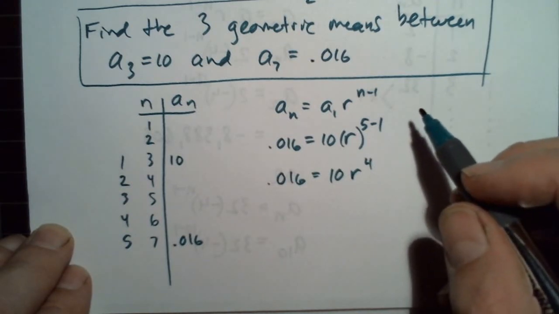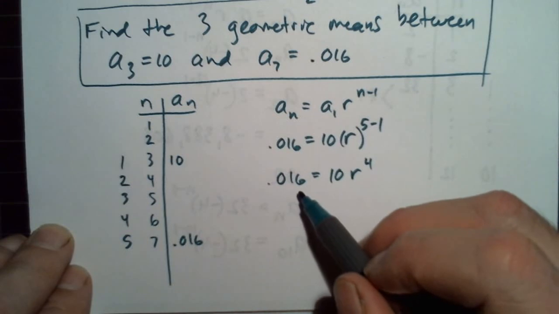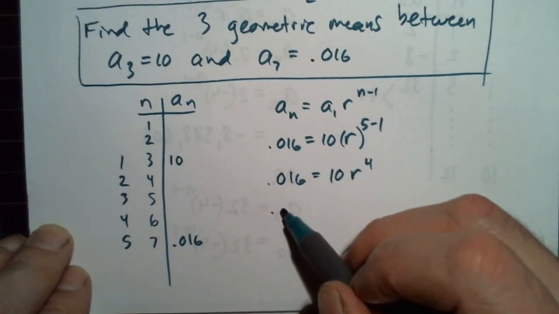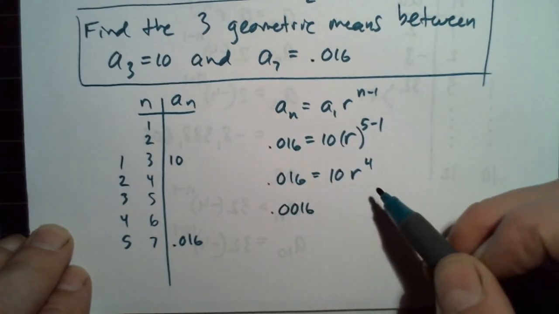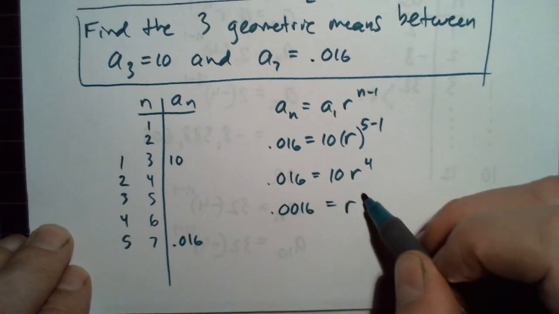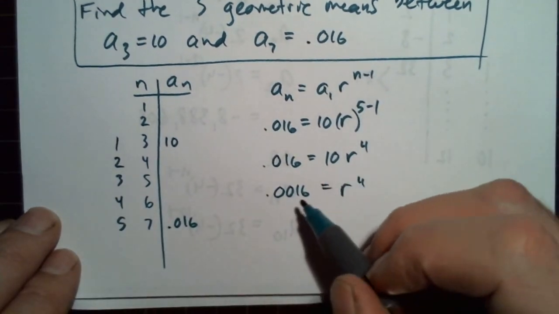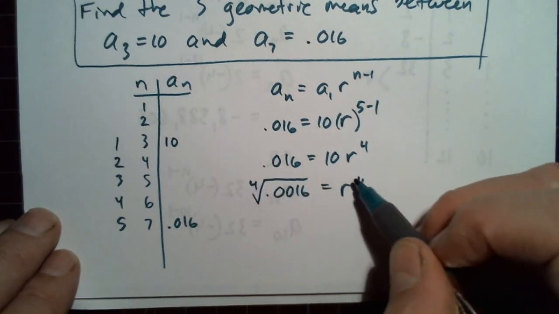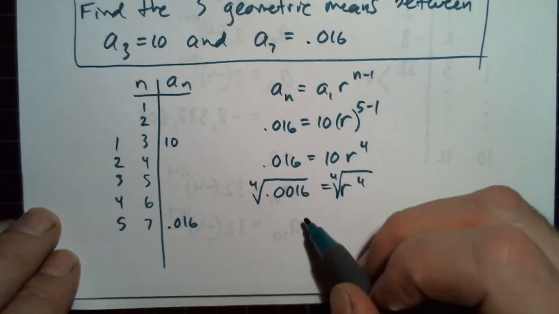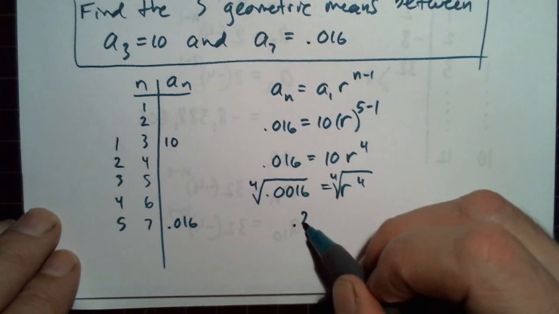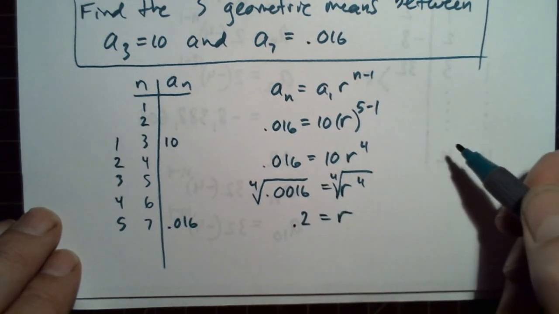And I won't bother with a fraction here. Just divide by 10. That'll add another decimal place. We'll do the fourth root. And we get 0.2 is the common ratio.